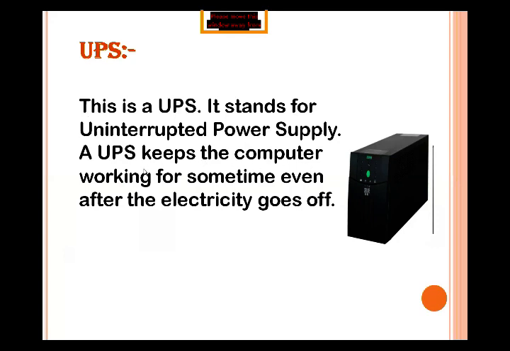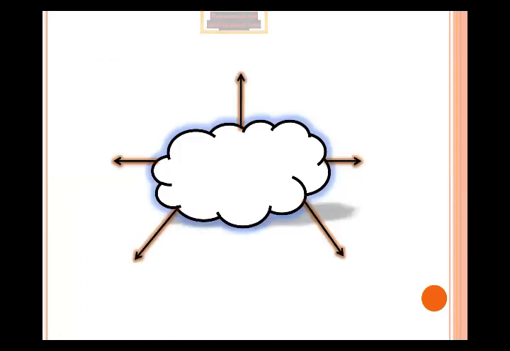A UPS keeps the computer working for some time even after the electricity goes off. Not only the computer, we also connect other home electric appliances to keep them working. If there is no electricity, we use a UPS to keep our things working, and mostly we use it with the computer. So what is the work of a UPS? A UPS helps to keep things working, and it saves energy in it for some time. Okay, now we have the next topic.